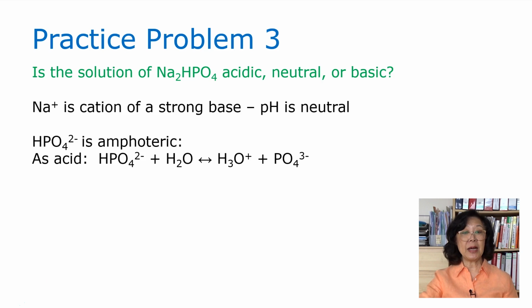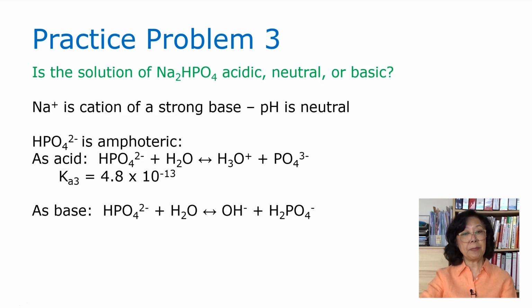When it's acting as an acid in water, it would donate the proton to form the hydronium ion and the phosphate 3- ion. Therefore, we need to go and check out the Ka value. But are you going to take Ka1, Ka2, or Ka3? Well, this is the transfer of the third proton. Therefore, we use the Ka3 value, 4.8 times 10 to the minus 13.